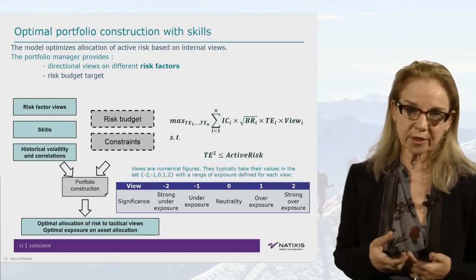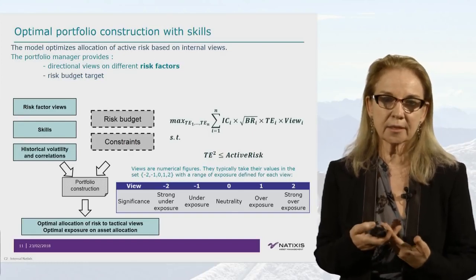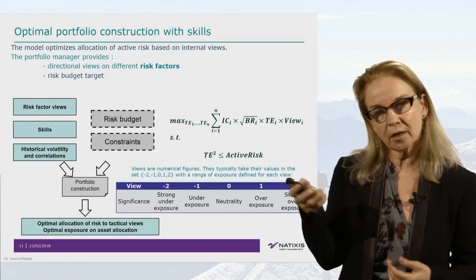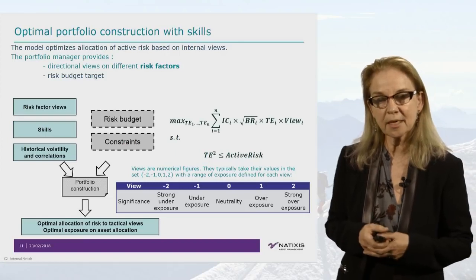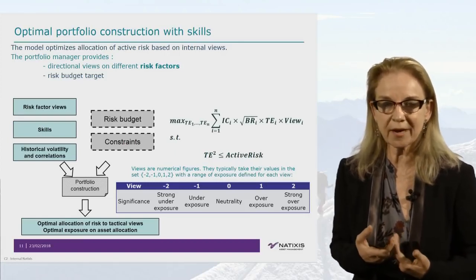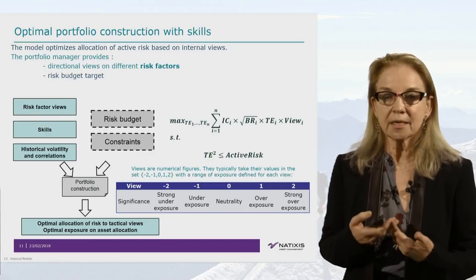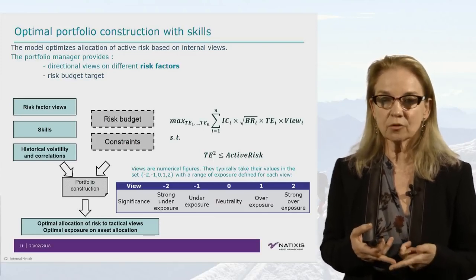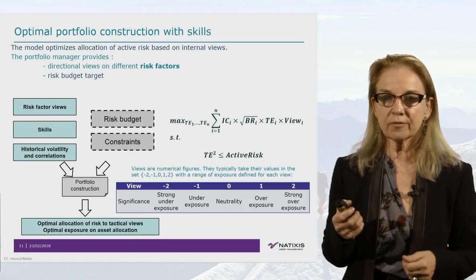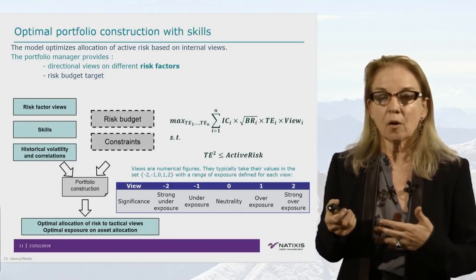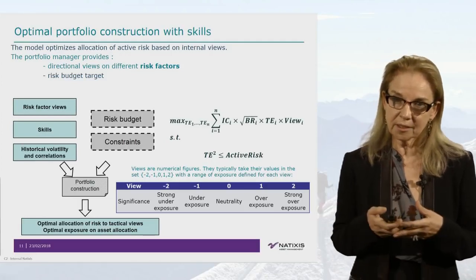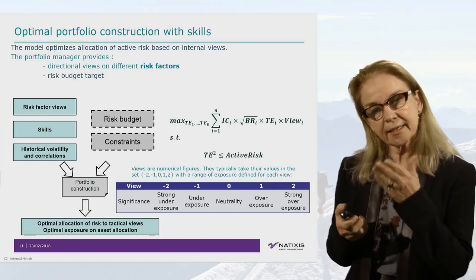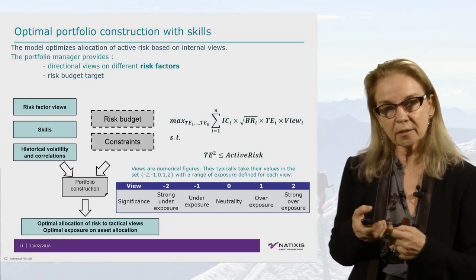So you will have an optimal allocation of risk with tactical views, and optimal exposure and asset allocation with tactical views and with the skills. You have the objective function on the right-hand side. As we can see, we maximize the sum of expected alphas, taking into account the information coefficient for each strategy, the breadth of each strategy, the tracking error of each strategy, and the view on each strategy. Obviously, we have a risk budget, which is what we call the active risk, which is the tracking error, in fact.